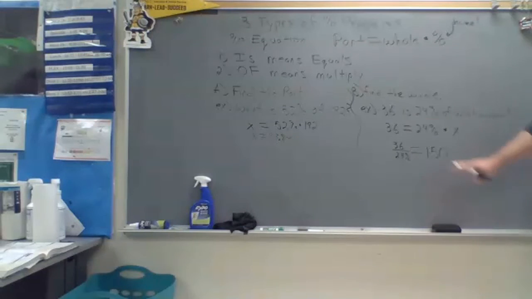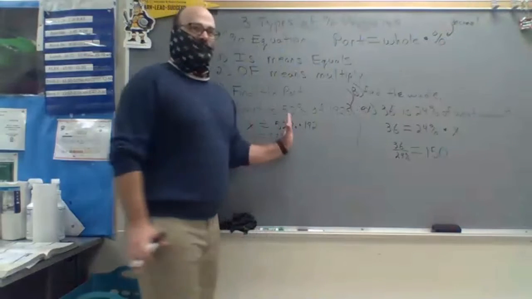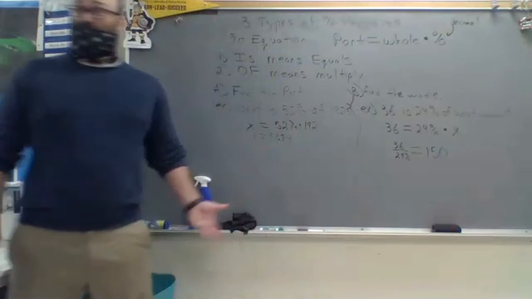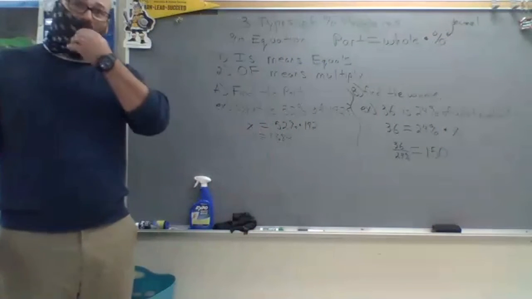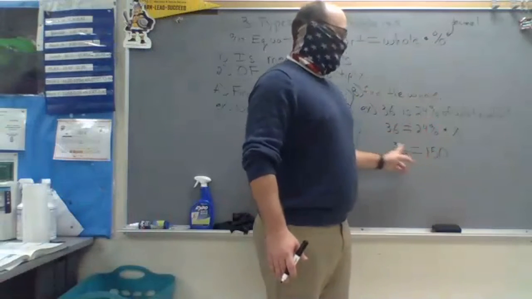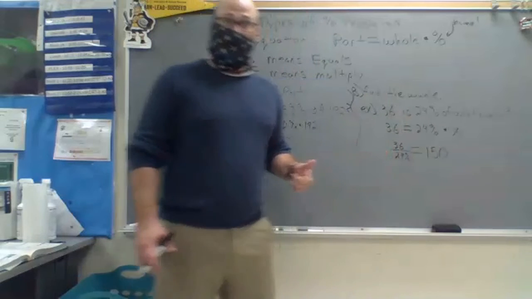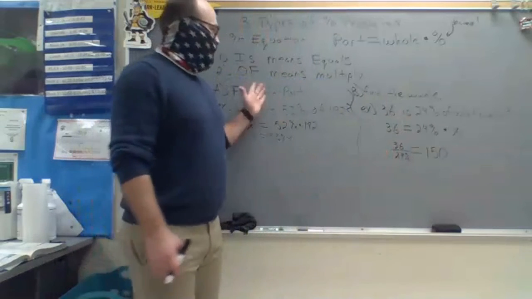So we found the whole. All right, we set it up. Finding the part is really easy. All you have to do is multiply the two numbers. If you find the whole, you have to divide the part by the percent, whatever it may be. Okay. Now we found the part, we found the whole.